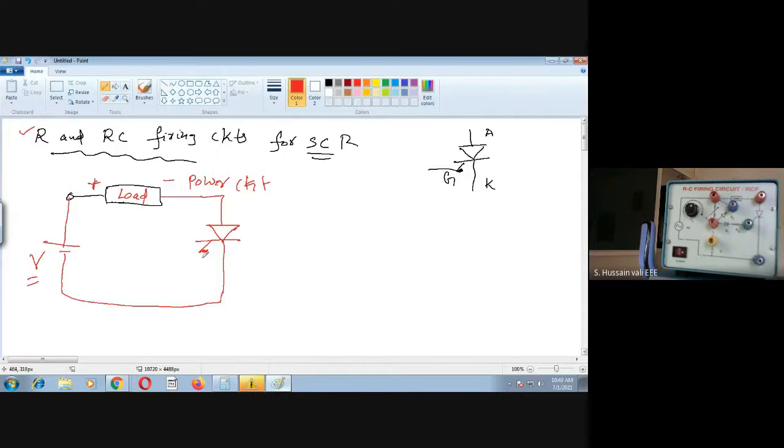Now the question is how do you turn this on and how do you turn it off? So that is the firing circuit. This is what we are studying now. So what is the firing? The R firing circuit is that circuit I will just show you here.